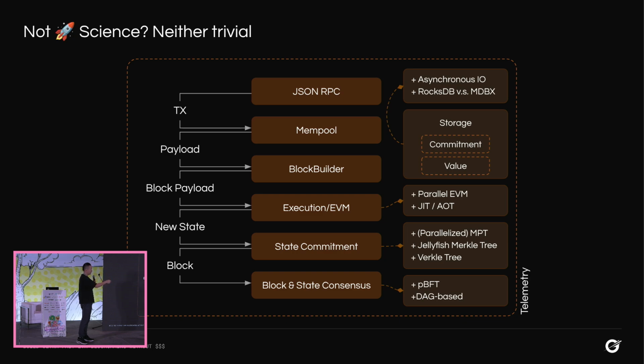For example, for execution, people always talk about parallel execution, and we want to do JIT or AOT to speed up the execution. For storage, you may consider employing fully asynchronous I/O storage, and you have choices between RocksDB and DBX. For consensus, there's also research and studies on new consensus algorithms.